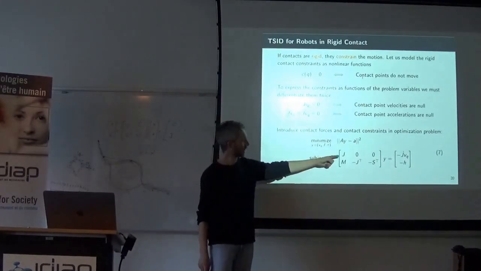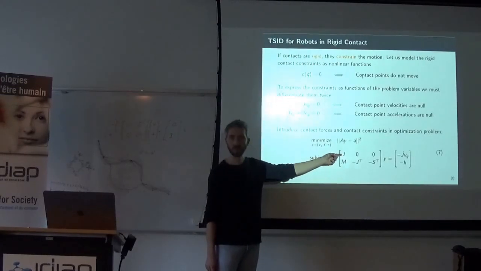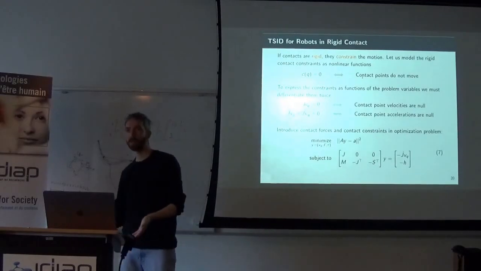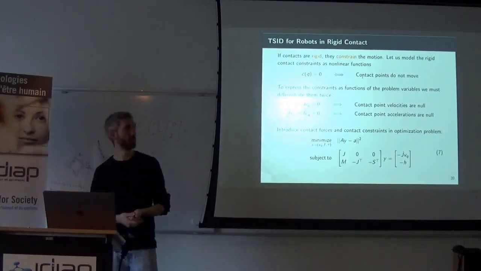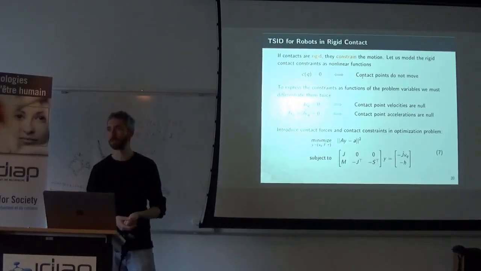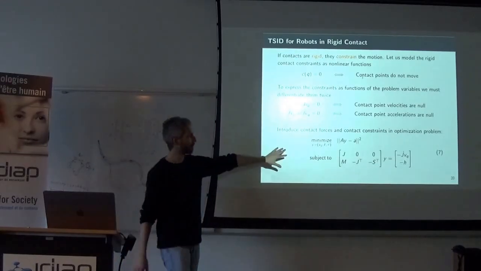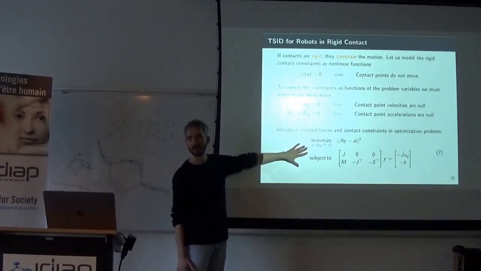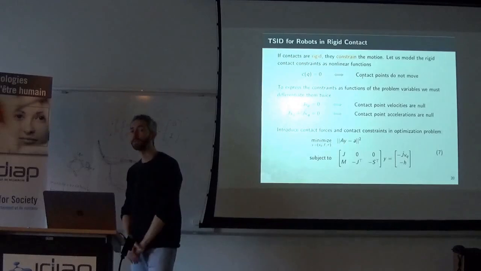So the main difference is that we have these new contact constraints that are saying the acceleration of my contact points is null, and so this implies that my contact points don't move. And this is the problem that we are going to work with in practice later when we will be coding.